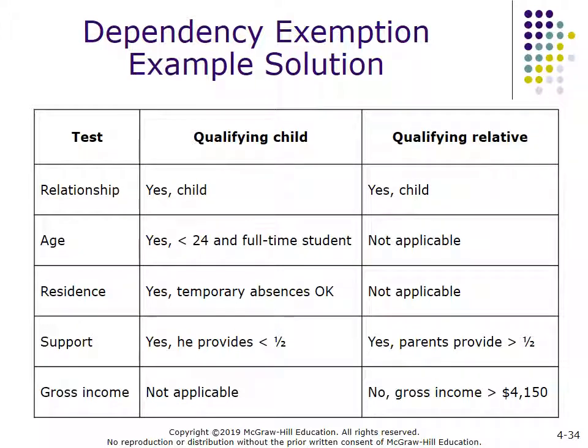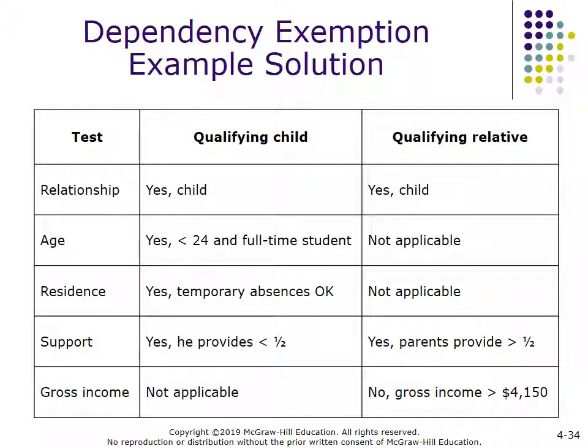Well, is he a qualifying child? Relationship test, yes. Age test, yes, he's less than 24 and a full-time student. Residence, he lives at his parents' residence except when he lives at school. Support test, yes, he doesn't provide more than half of his own support. Gross income doesn't matter for a qualifying child. So he is a qualifying child, but let's say he wasn't.